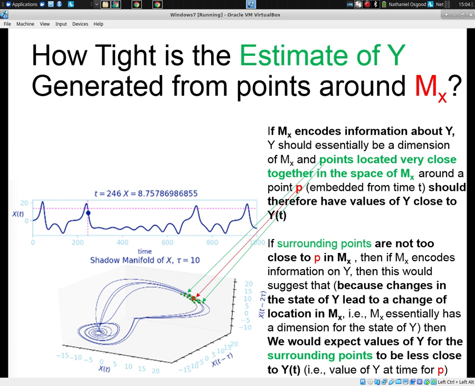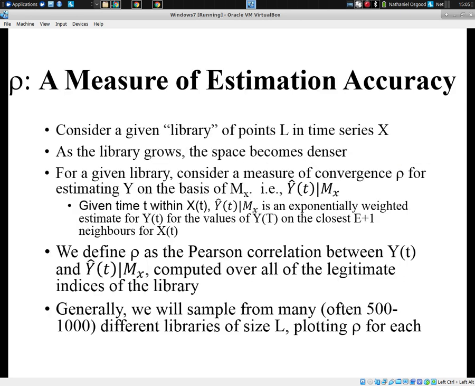And if y is driving x, if we consider green dots further away, those will tend to be associated with values of y that are less close to y of t, the value of y associated with the red dot. So as we go from closer points that are more tightly clustered around the red dot to points that are further in state space, we will tend to have a lower level of similarity for values of y if y is driving x. So closeness in state space means, if y is driving x, closer values of y, is my point.